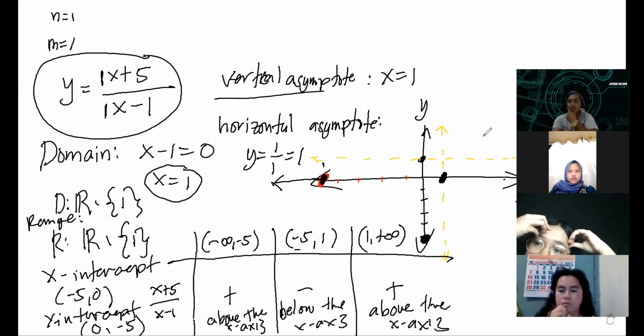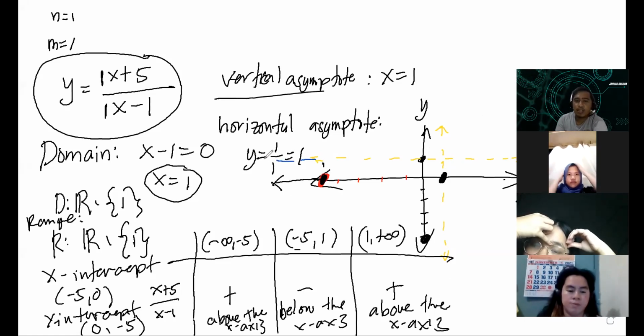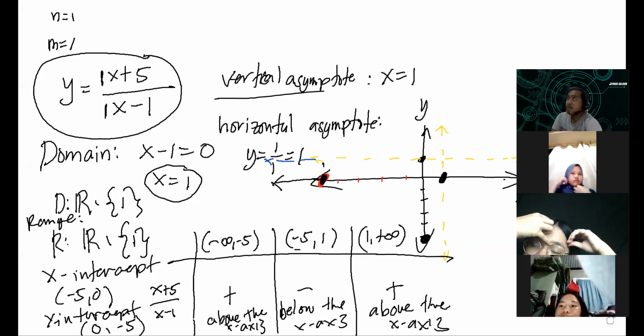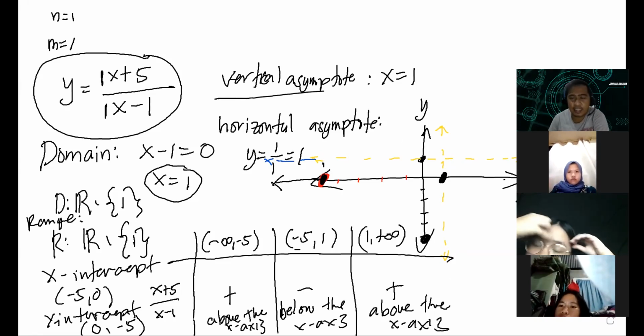Okay? Let us graph now. Let us finalize the graph. Let me change it to color. The first one. Where does our graph cross the x-axis? Can you tell me? At what point?